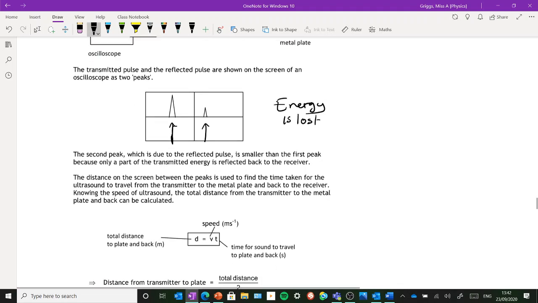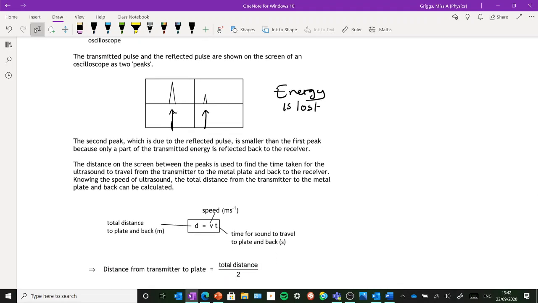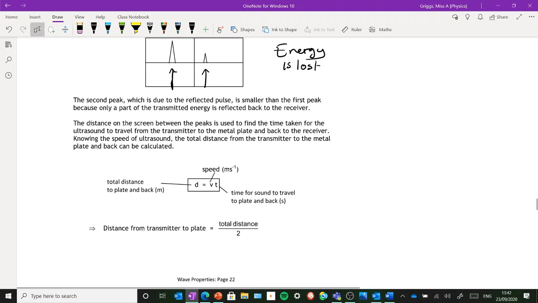Okay. The distance on the screen between the two peaks is used to find the time taken for the ultrasound to travel from the transmitter to the metal plate and back to the receiver. And knowing the speed of ultrasound, the total distance from the transmitter to the metal plate can be calculated using distance is speed times time. So you can find the distance there and back using the speed of sound times the time it takes to go there and back.